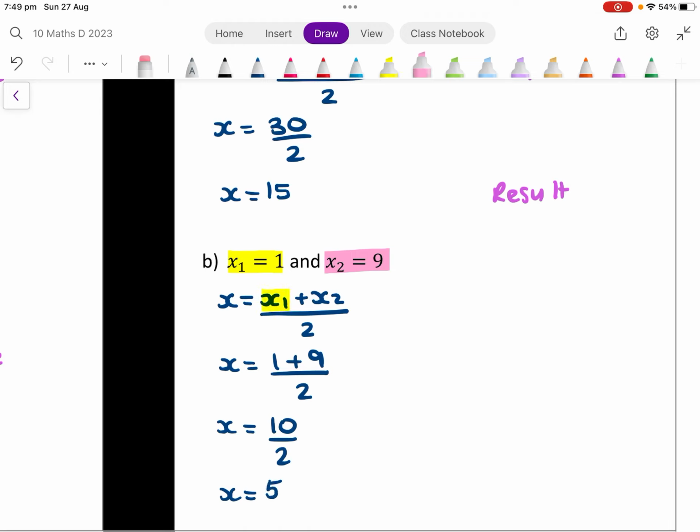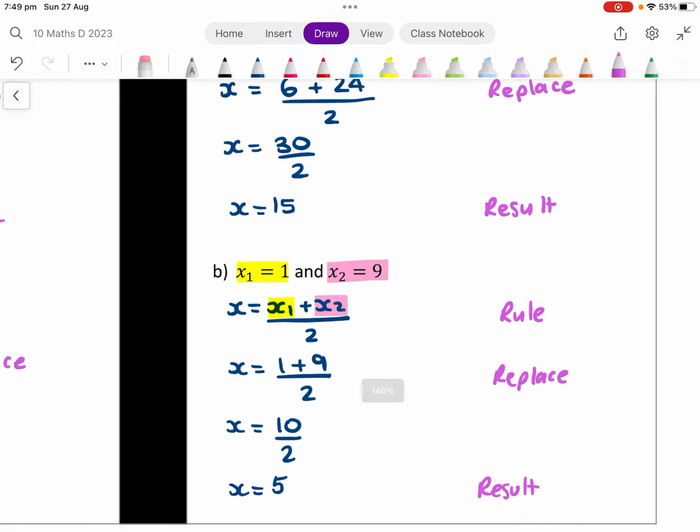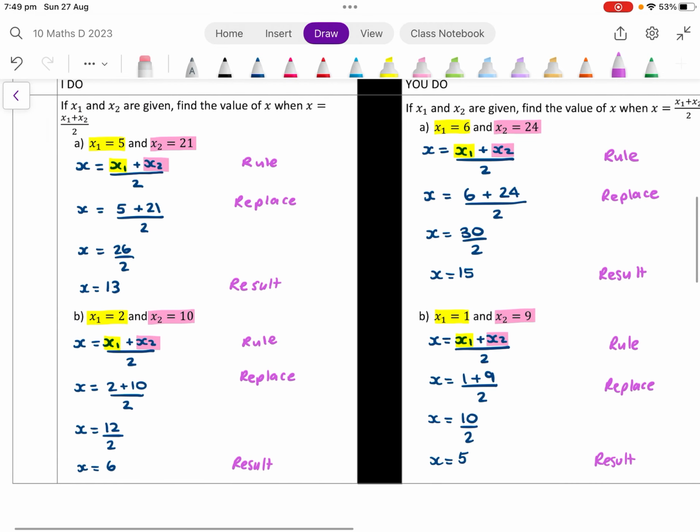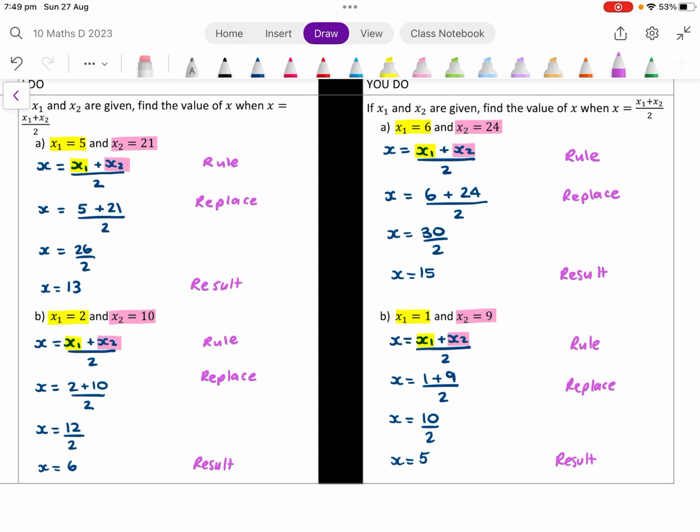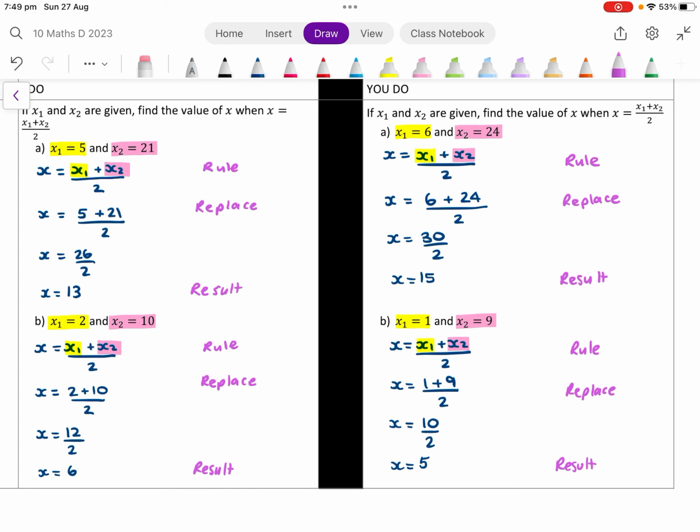So you should have done your rule, then replaced, and then gotten your result. So your 3 R's there. Alrighty, make sure you have that copied down and then turn over the page.